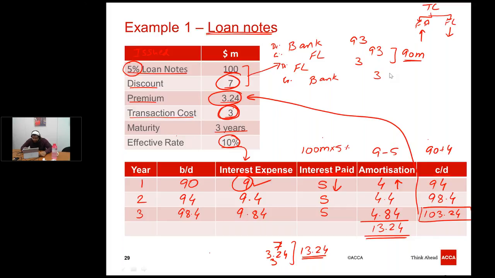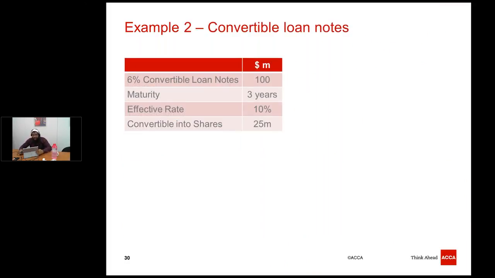Okay, now let's move further, otherwise we will be discussing this again and again. We have 15 minutes left now. Example number 2 is about convertible loan notes. Let's discuss this. We have issued $100 million of convertible loan notes with an interest rate of 6%. The maturity is 3 years. The effective rate is 10%, and these are convertible into 25 million shares.